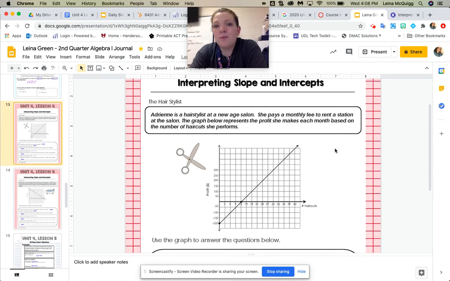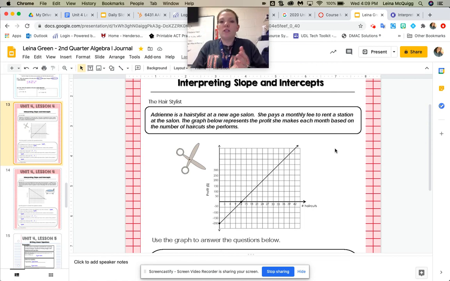So she's a hairstylist. She works at a salon. She pays a monthly fee to rent a station. So that means she works in a salon and she has her station where she has all her little scissors and her straighteners and curling irons and blow dryers and her chair. And she has to pay the owner of the salon rent to be able to have her station there. Okay, so every single month she has to pay rent to maintain her station. If she's not paying rent, the owner's gonna be like, bye, Adrienne, you can't work here no more. Okay, she has to pay rent to have that station.